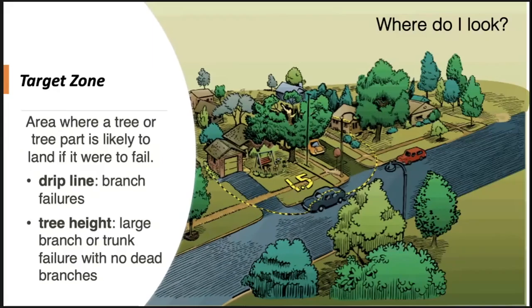So, I talked a little bit about target zone already. In order to have risk, you do have to have some type of target. What we typically look at is the height of the tree, 1 to 1.5 times the height of the tree. So if we were to lay that tree down and draw a circle all the way around, anything within that circle can be considered a potential target. So we look at all those things like cars, pedestrians, play sets, houses, anything that could be, again, injured, damaged, or disrupted by tree failure.